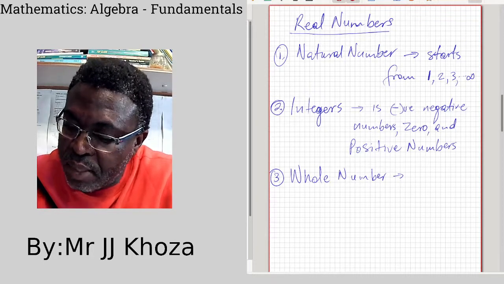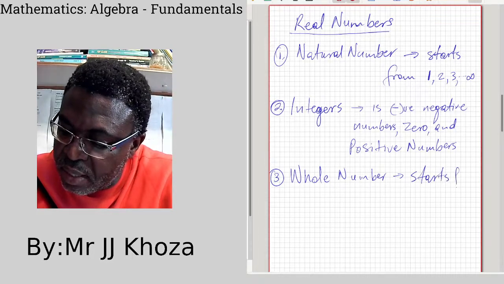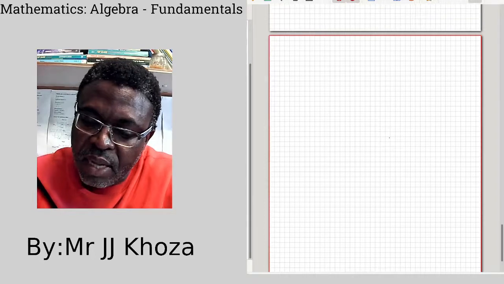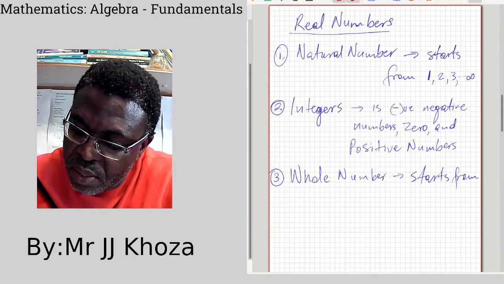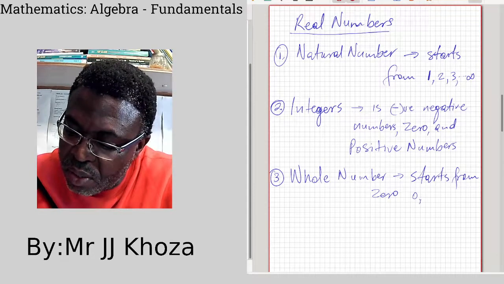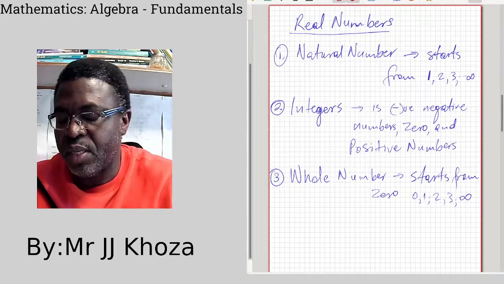Three. Now that we spoke about 0, there is a number system called whole numbers. These are numbers that start from 0. So it's 0, 1, 2, 3, up to infinity.